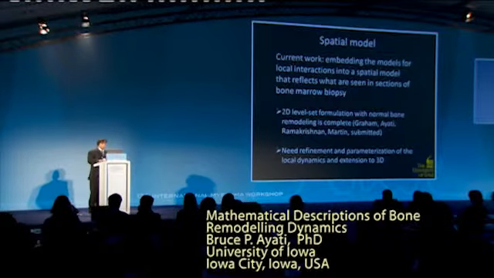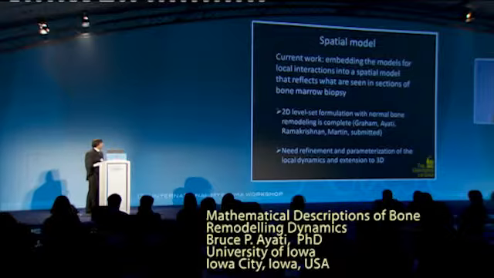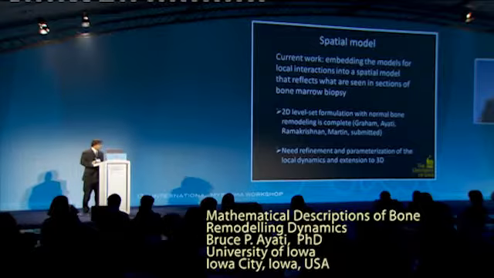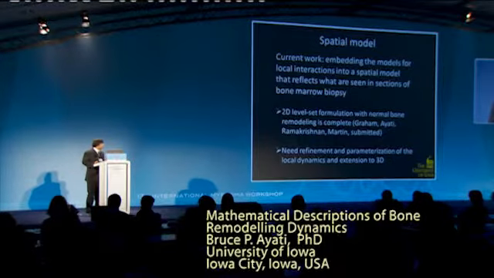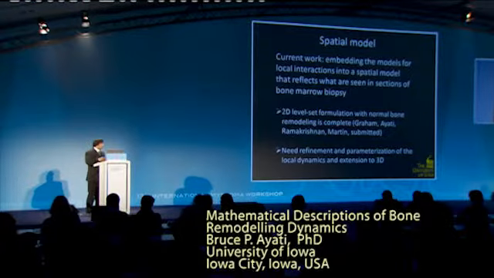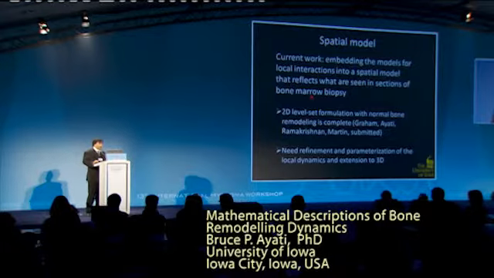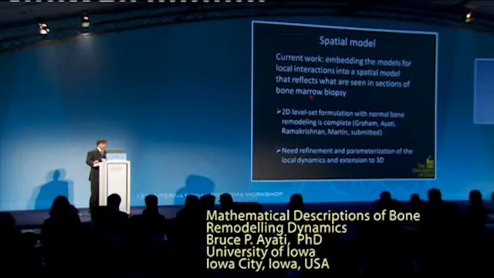So what we're working on now, or what we want now, is a spatial model. The paper we wrote in 2010 did have some spatial models, but they were fairly low fidelity models that really only worked on very limited spatial scales. And the key is we want to embed the models for the local interactions into a spatial model. And we want to try to capture what's being seen in sections of bone marrow biopsy.